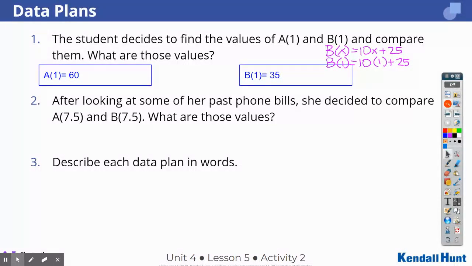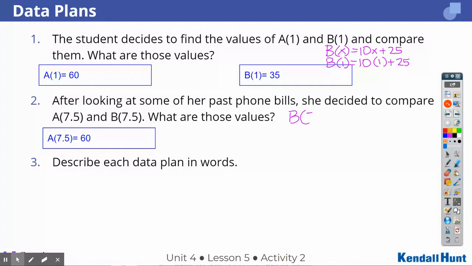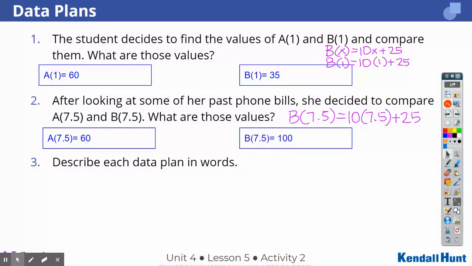What about 7.5? So if we use 9.5 gigabytes of data, we would plug in 7.5 because that is 7.5 more than 2 gigabytes that were allowed. So you would do the same thing. Well, you see that A of 7.5 is still $60. And B of 7.5, we would have B of 7.5 equals 10 times 7.5 plus 25. And you solve for that, and 10 times 7.5 is 75 plus 25 is 100.